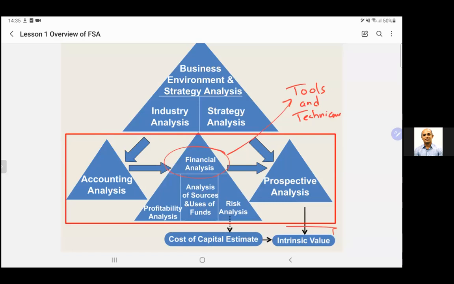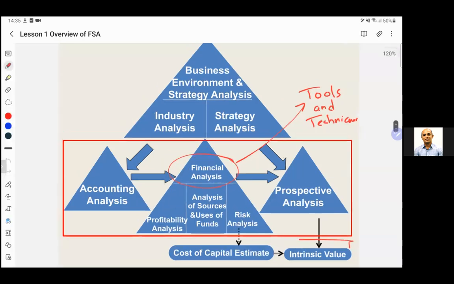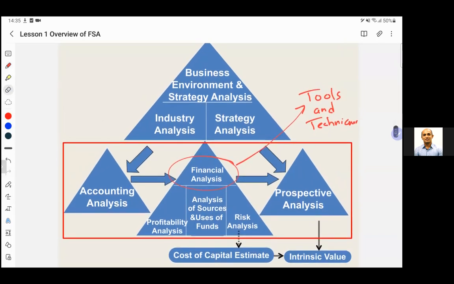Hi. So let's start now. You can remember this diagram. So this is the entire business analysis process.